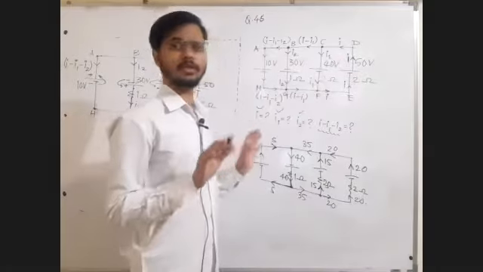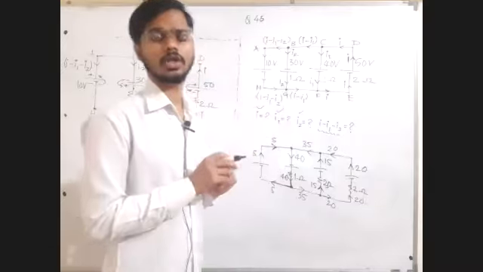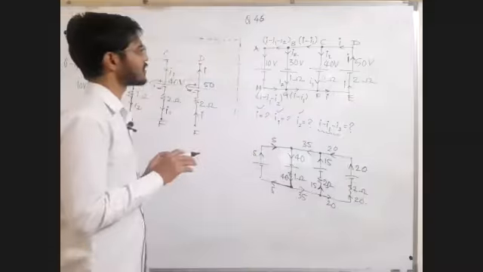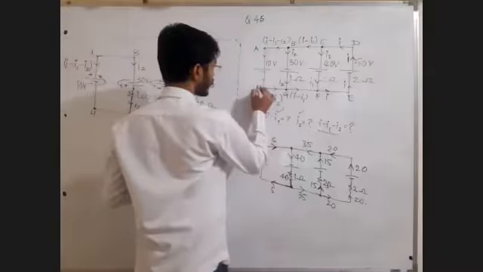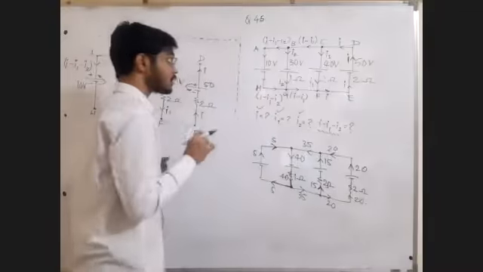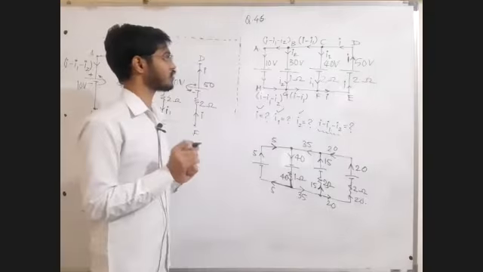You can choose three different loops as per your wish and solve three equations, three unknowns, but loop selection is a trick that will allow you to solve the questions as fast as possible.